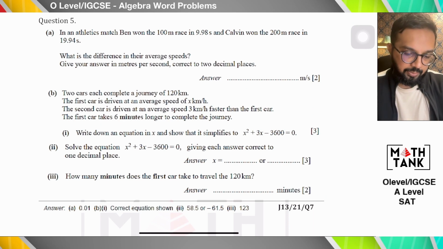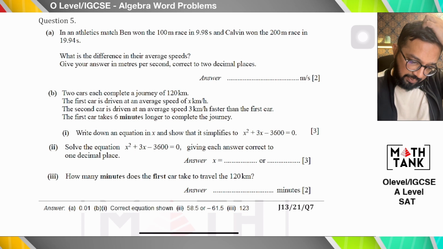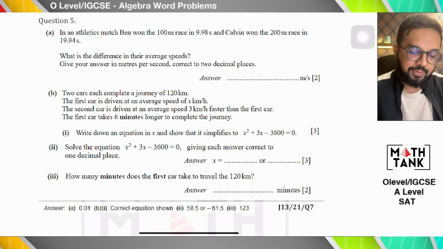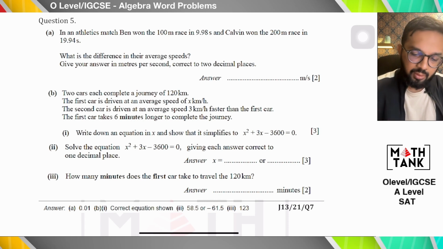Okay, question 5. In an athletics match, Ben won the 100-meter race in 9.98 seconds, and Calvin won the 200-meter race in 19.94 seconds. What is the difference in their average speeds? Giving an answer in meters per second, correct to 2 decimal places. Okay, meters per second. So meters and seconds, meters and seconds.